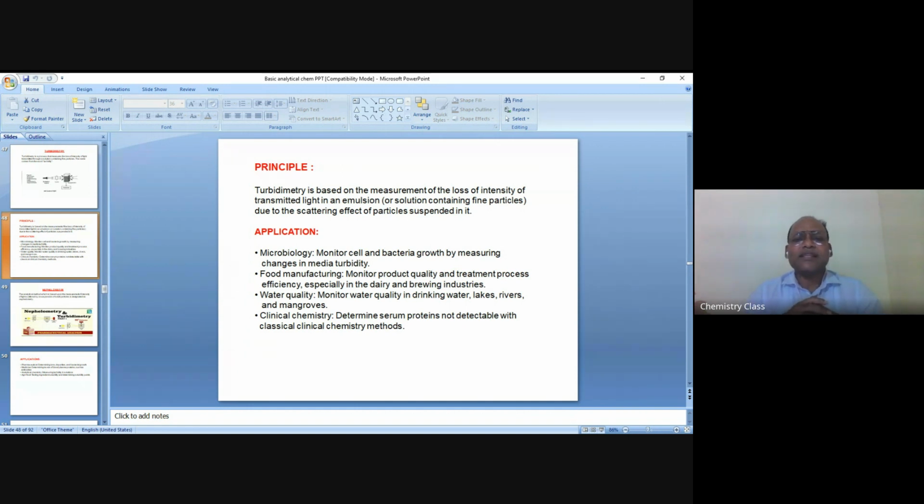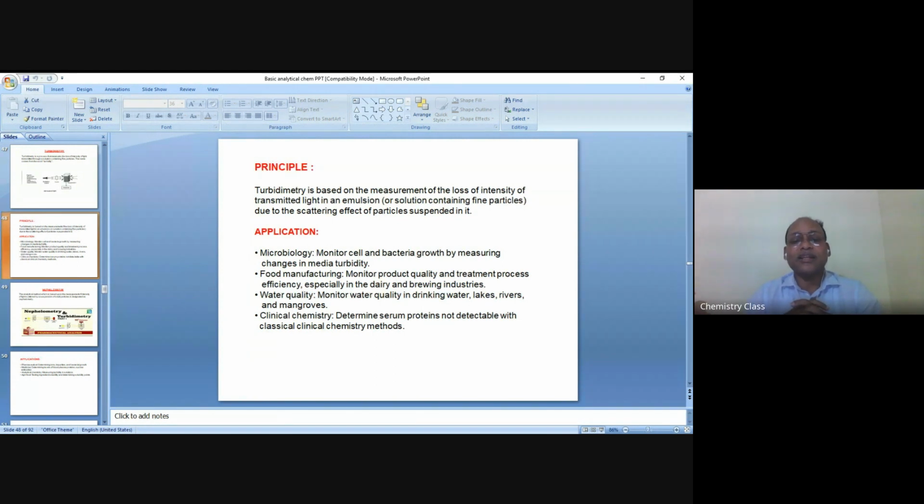Okay, the application in microbiology. In microbiology, we monitor cell and bacterial growth by measuring changes in media turbidity. If bacterial growth is there in a solution, when you pass the light, the bacteria will absorb the intensity of light, and the remaining light that comes out will be calculated. On the basis of that, we can calculate the size and mass.